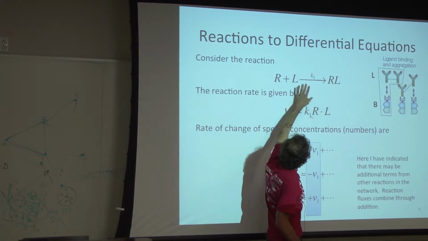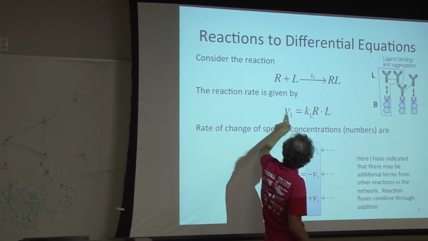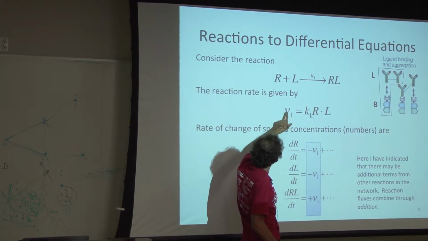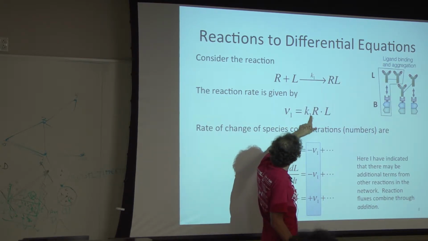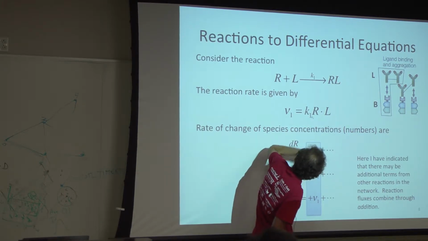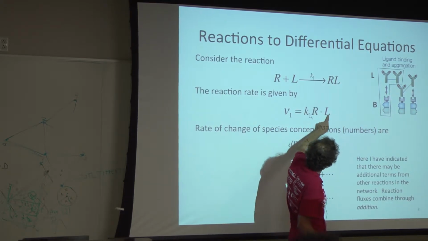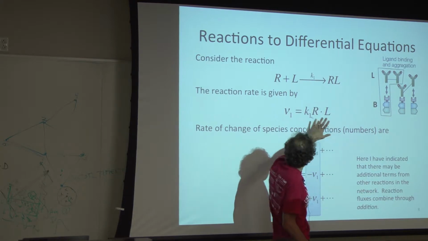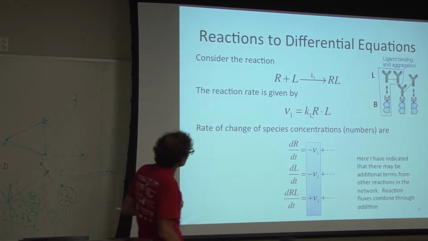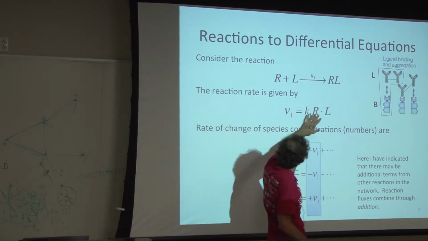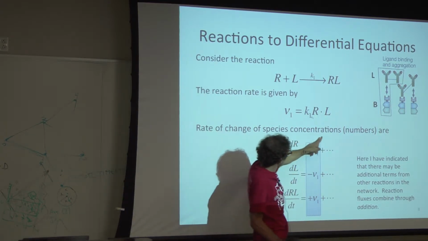And if we assume that we have elementary mass action kinetics, we can write a rate constant K1, and the reaction velocity, the rate, the number of reactions, or the concentration of reactions per second or per unit time, is just given by this rate constant K1 times the concentration of R times the concentration of L. So does that make sense to everyone here? Okay. Simple enough.